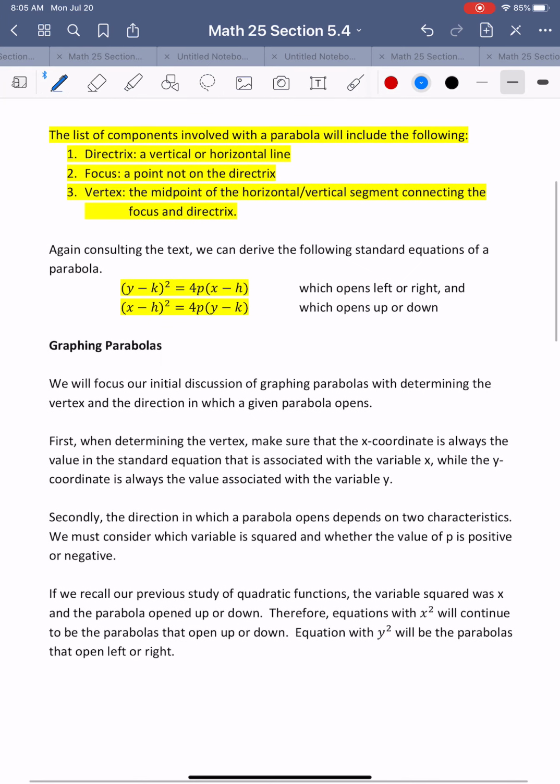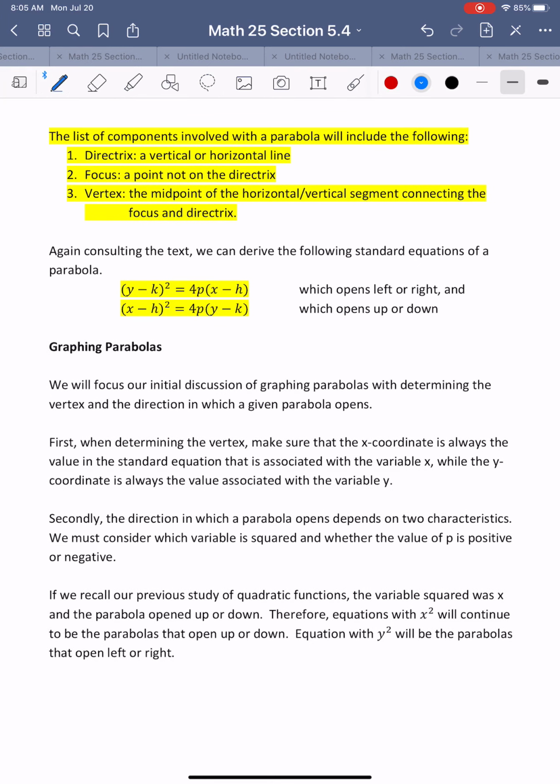All right, so next page. The list of the components involved with the parabola includes the following. The directrix could be a vertical or horizontal line. The focus is a point not on the directrix. And the vertex is the midpoint of the horizontal or vertical segment connecting the focus and the directrix.